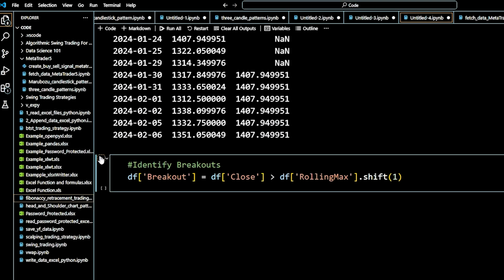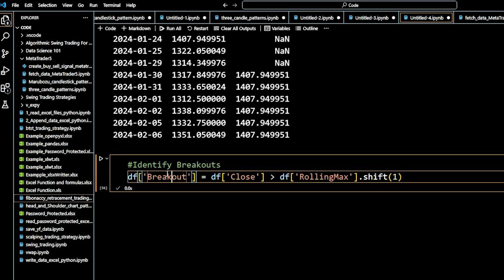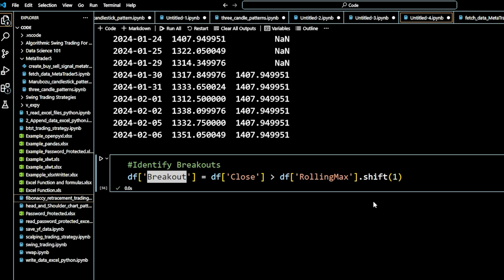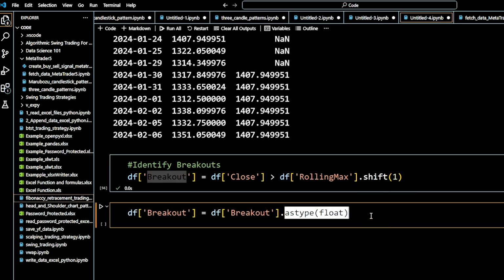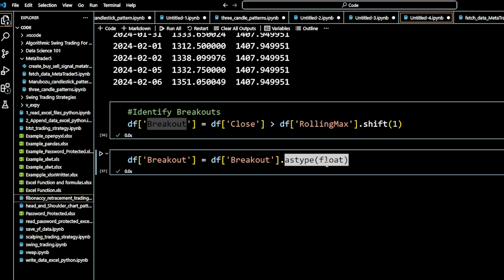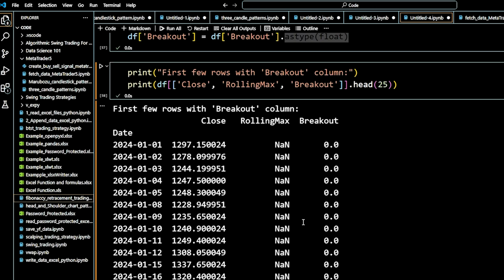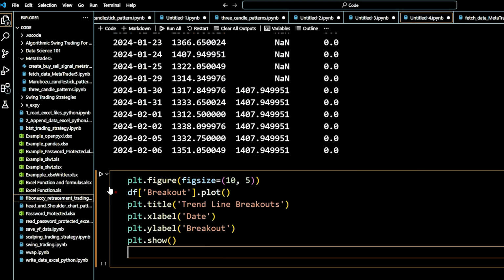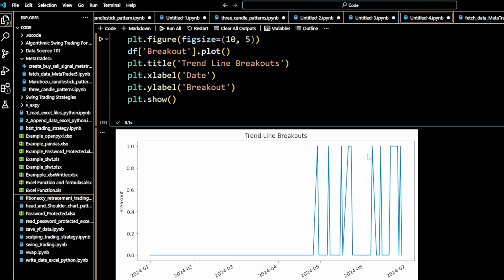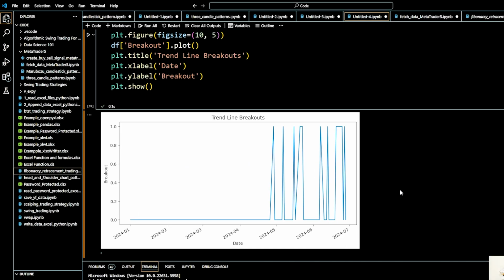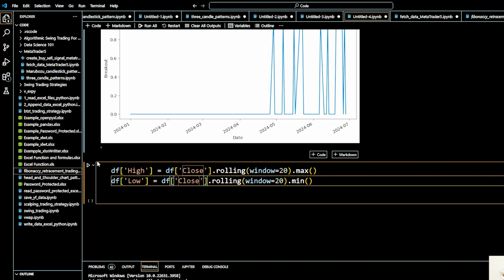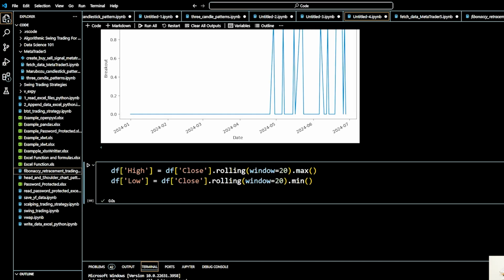So we are saying that whenever there is a breakout, this will be the data. When I was running this, it was not giving me the correct data type, so what I did, I made it a float. So now this will be a float data type. Let's also see the data. You will see it in the coming code. So let's run this as well, trend line. Wherever there is a 1, there is a breakout. It could be positive or negative. And then we are calculating the highs and lows of the data.